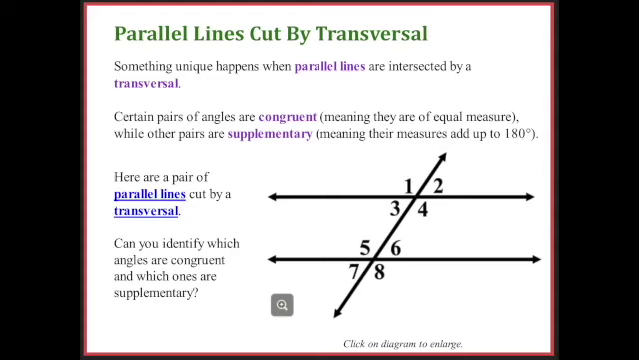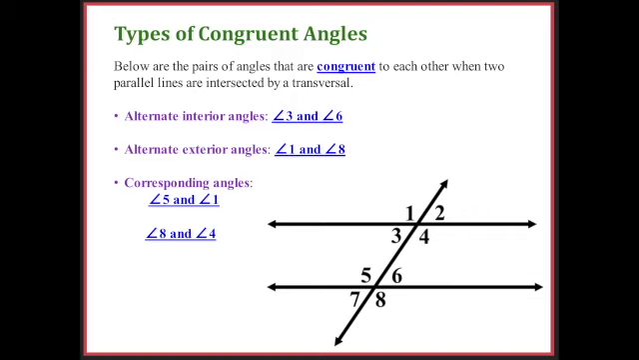Now that we've gone over how to identify these angles that are created by a transversal, we need to go over what's special about these angles. These angles are only special if the transversal intersects parallel lines. If the transversal does not intersect parallel lines, then there's nothing special about these angles. Now, these angles can be congruent, meaning they have the exact same measure, or they can be supplementary, meaning they add up to be 180 degrees.